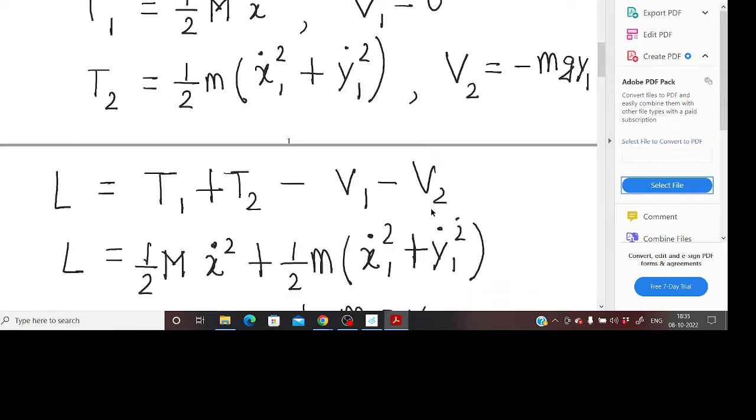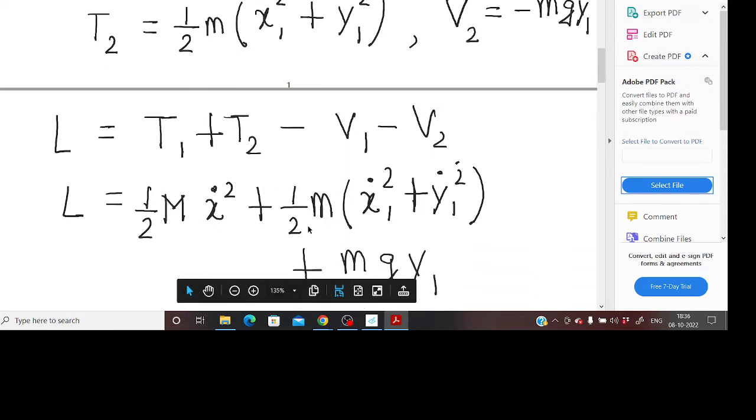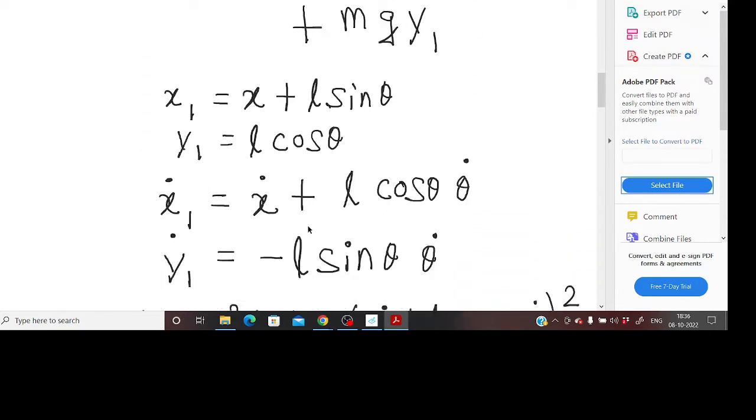Now what is the Lagrangian? The Euler-Lagrange equation can be satisfied with the total kinetic energy minus the total potential energy as the Lagrangian, right? So the total kinetic energy is T1 plus T2. Similarly, the total potential energy is V1 plus V2. So I have just replaced T1, T2, V1 and V2 here. Then, x1 equal to this thing and y1 is equal to this. Just find out x1 dot and y1 dot.